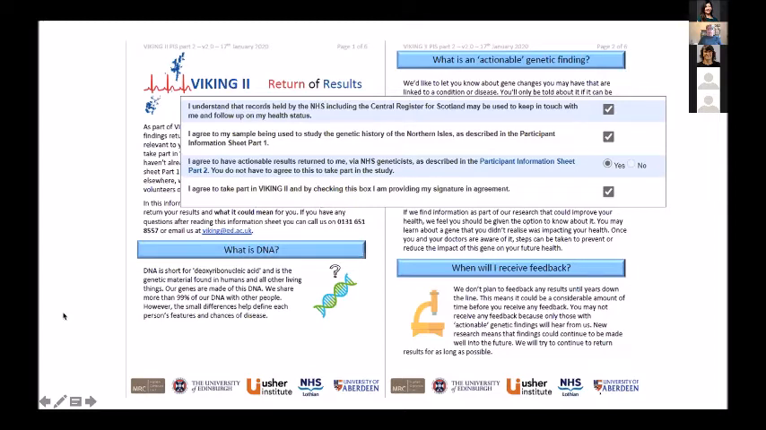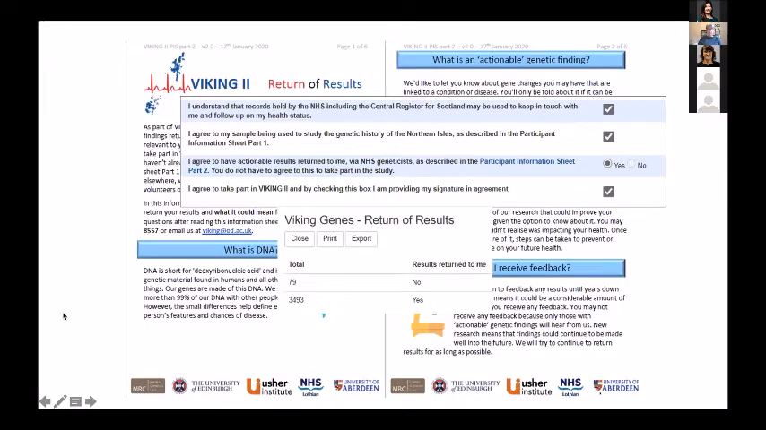There's been quite a lot of social science research on asking people in surveys, if they were able to get actionable results, would they be interested in having them? And the results are really overwhelmingly positive, that people think they would like to get these results back. And we've been gathering actual data on this through our Viking 2 recruitment. We're not too far off our 4,000 target now, and gratifyingly we're running at about 98% of people do agree they would like to have results returned if we find them.